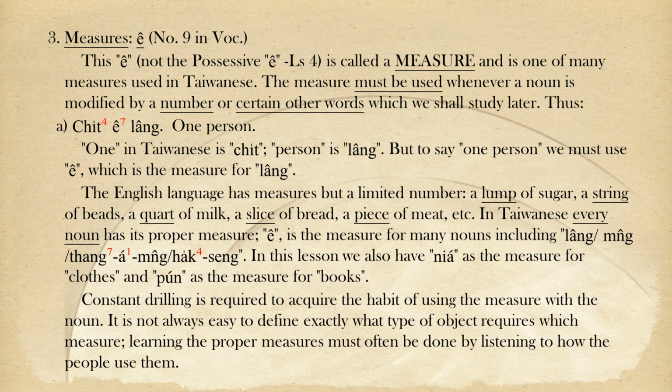measure for 人. The English language has measures, but a limited number. A lump of sugar, a string of beads, a quart of milk, a slice of bread, a piece of meat, etc. In Taiwanese, every noun has its proper measure. 個 is the measure for many nouns including 人, 門, thang⁷-á¹-mn, 學生. In this lesson, we also have 領 as the measure for clothes and 本 as the measure for books.